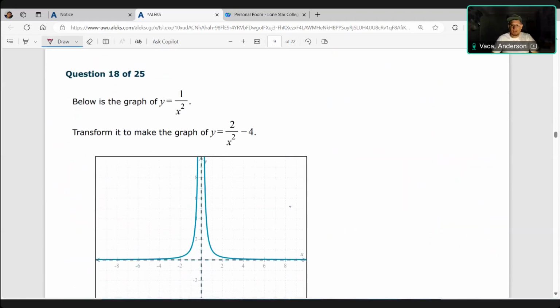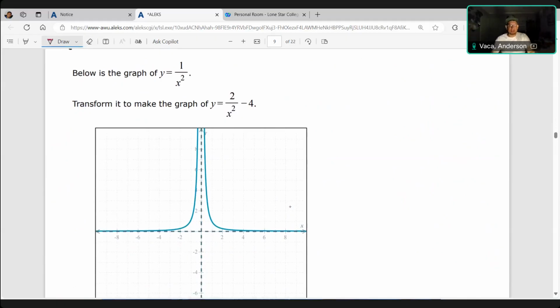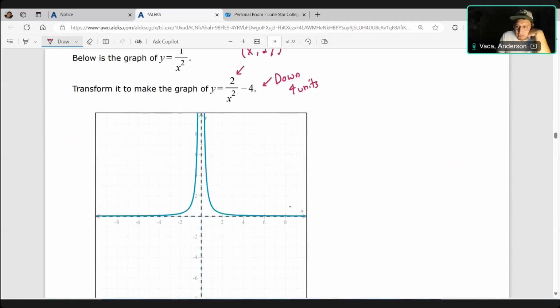18. Below is the graph of 1 over x squared. Here's some transformations. This one became a 2. I will address it in a minute. 2 over x squared, but then there's this -4. Okay, this -4 is down 4 units. But here, the x values will remain the same, but the y values are going to be multiplied by 2. That's what that means.